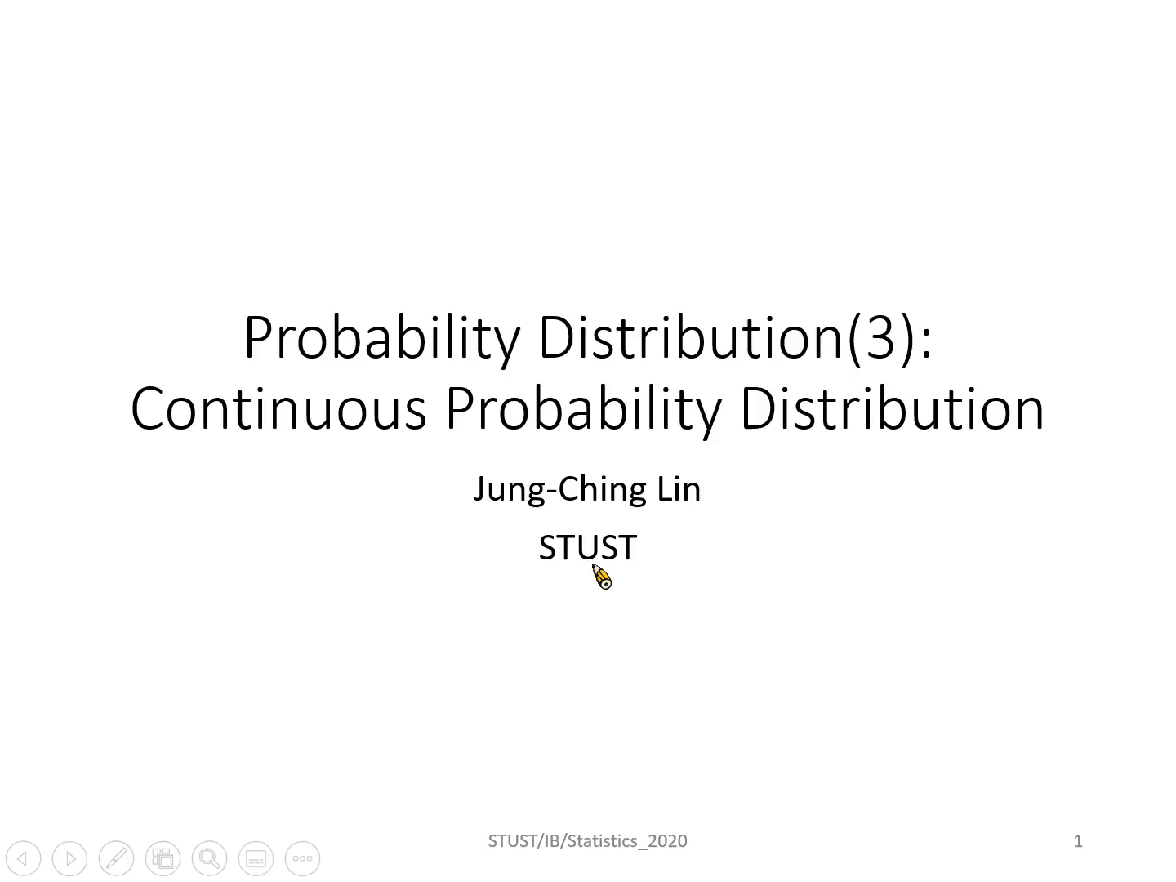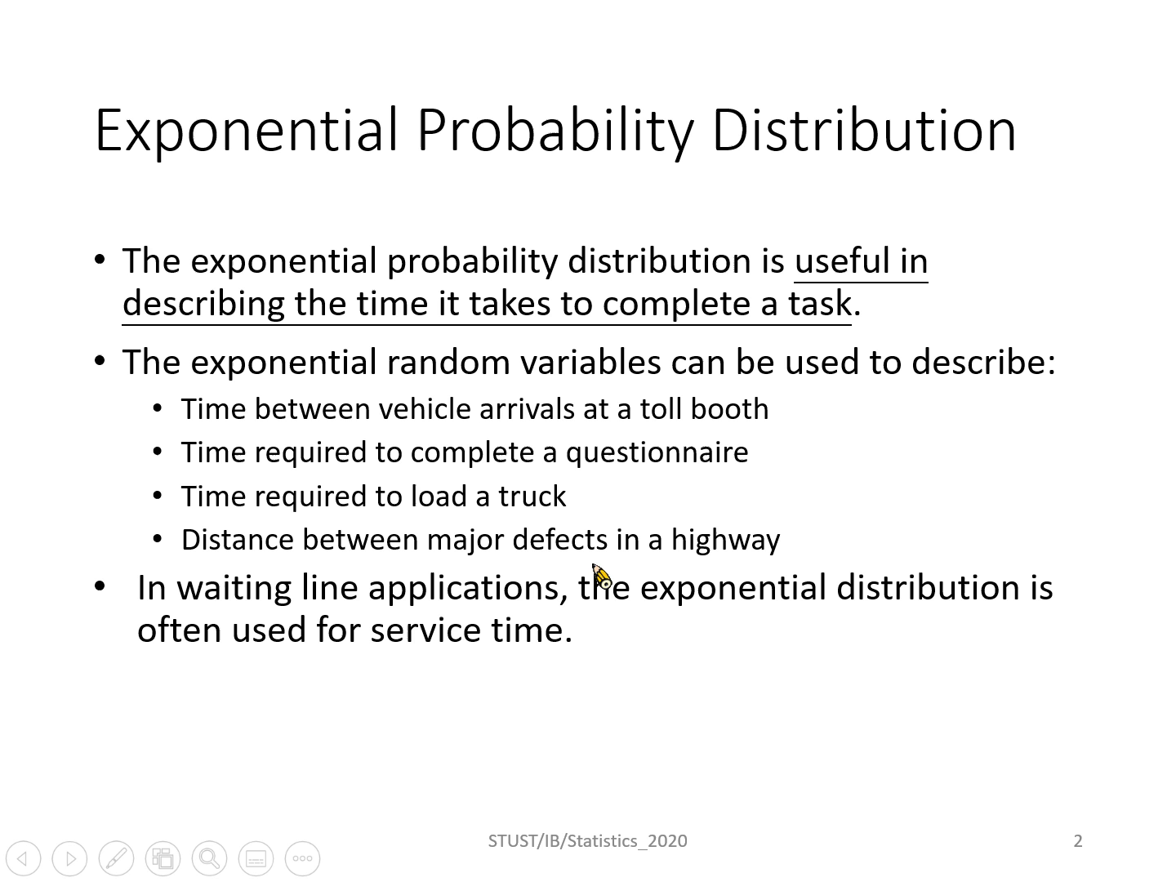Today we will introduce the third part of the probability distribution. It's also a part of the continuous probability distribution: the exponential probability distribution. The exponential probability distribution is useful in describing the time it takes to complete a task.